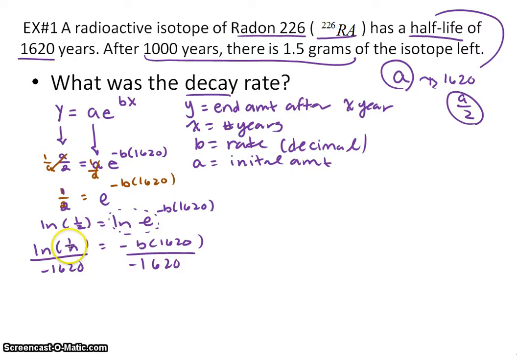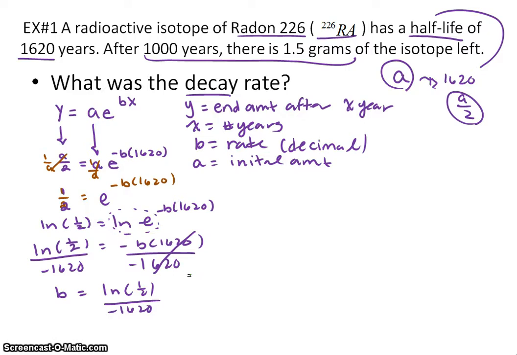And I wrote 1 over n. It should say 1 over 2. Just doesn't look like a 2. So now I can plug this into my calculator, and I get this exact number. B is the natural log of 1/2 over minus 1620.